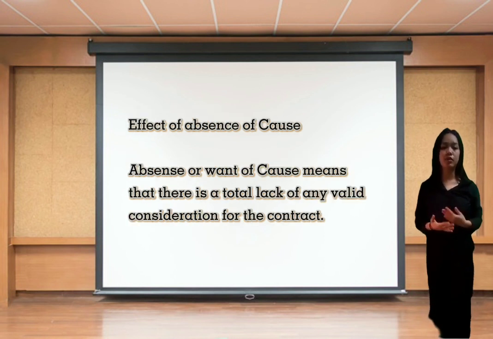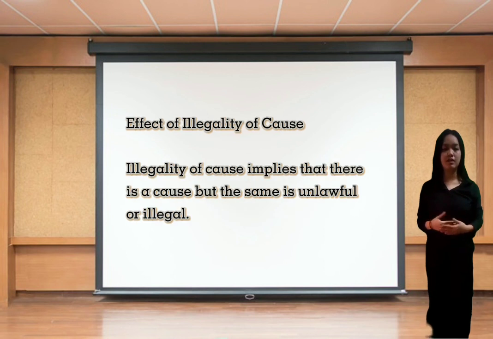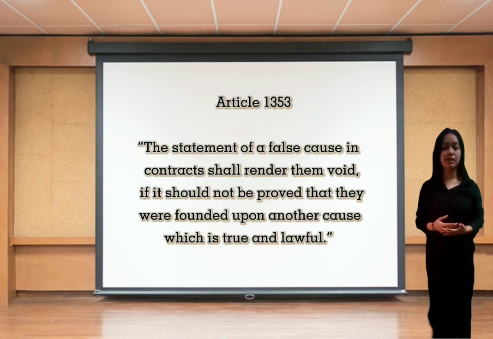So, sa Article 1352, may tinatawag din tayong effect of absence of cause. Absence of or want of cause means that there is a total lack of any valid consideration for the contract. And also, the effect of illegality of cause. Illegality of cause implies that there is a cause but the same is unlawful or illegal. So, next is Article 1353. The statement of a false cause in contracts shall render them void if it should not be proved that they were founded upon another cause which is true and lawful.